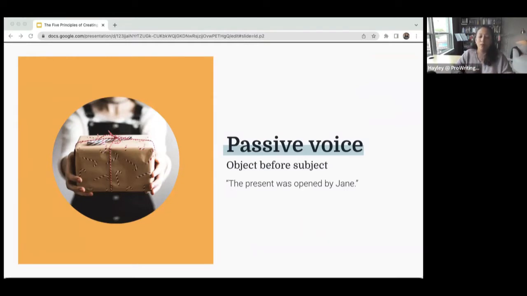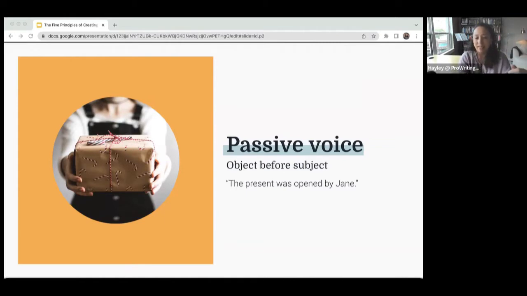So here's an example of a passive voice sentence. The present was opened by Jane. So this sentence and this image that accompanies it shows exactly what happens when you use passive voice. In this sentence, the present is the object. It's the thing being acted upon. It's the thing being opened. And it comes before Jane in this sentence. So it's like what we see in this photo here, where the present is the first thing you think about, right? And then Jane is kind of in the background because she's way at the end of the sentence.